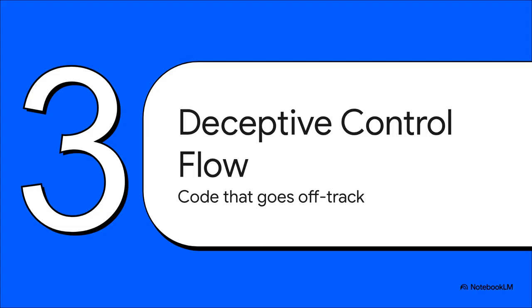All right, let's switch gears a bit. We're going to move on to what we call deceptive control flow. This is all about code that just doesn't go where you think it's going to go. We're talking about the if statements, the loops, the switch statements, the very backbone of any program. And trust me, they have their own special set of traps.